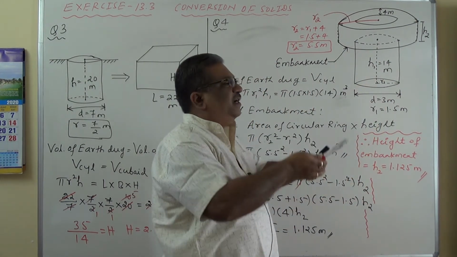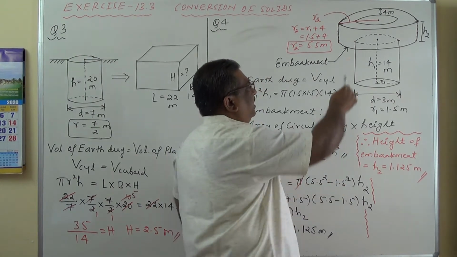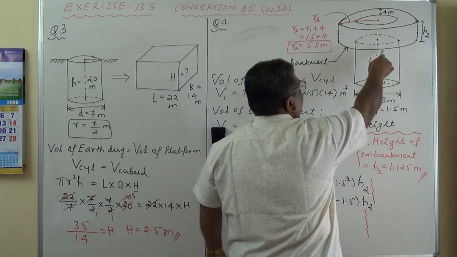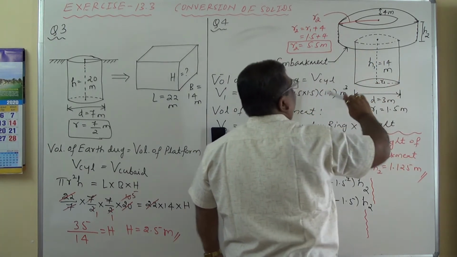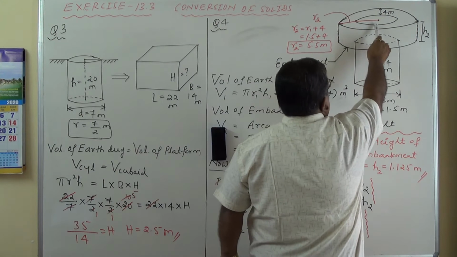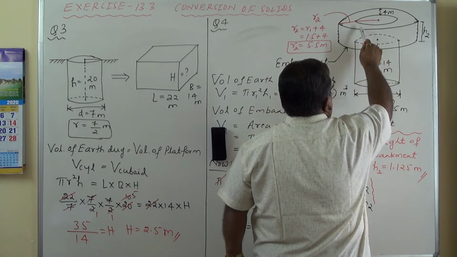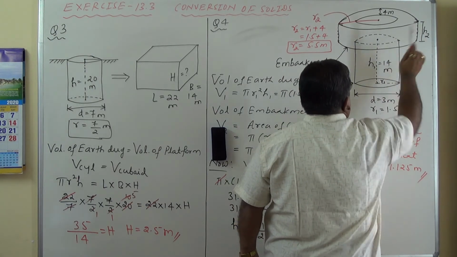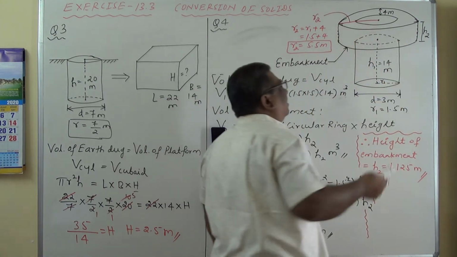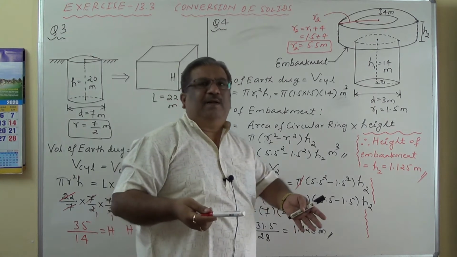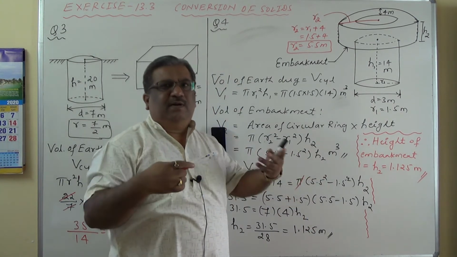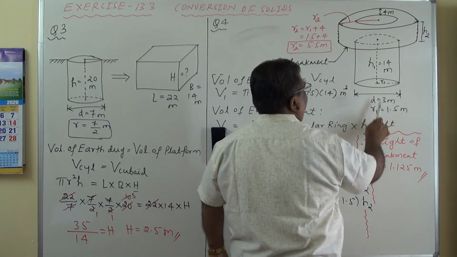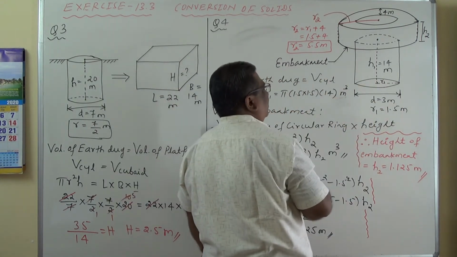The mud which has been taken out is evenly spread to form an embankment. You got it? So this embankment is nothing but this earth surrounding this well with a height h2. So this is something like a platform which has been made around the well. What are the dimensions here? Diameter of the well is given, height of the well is given. Fine, we can find out the volume.